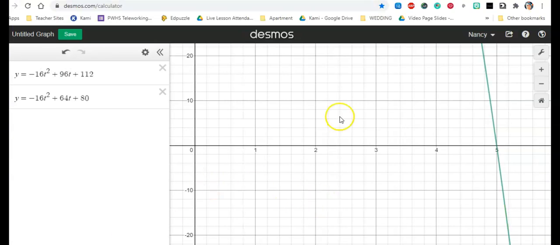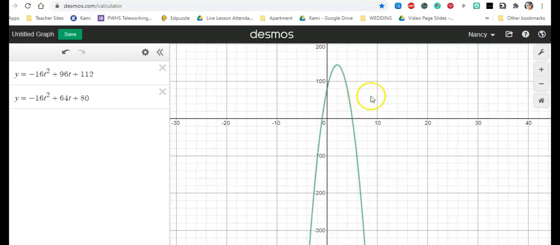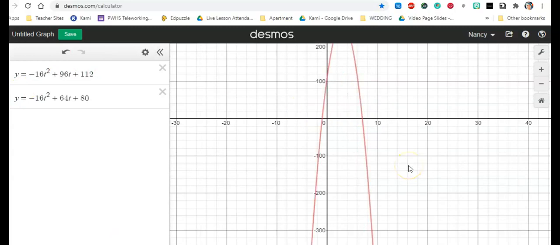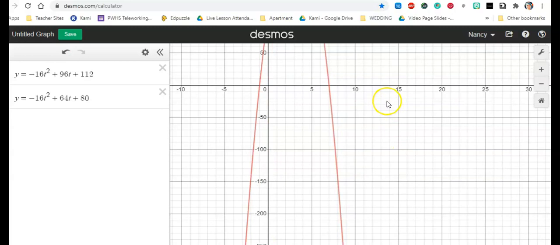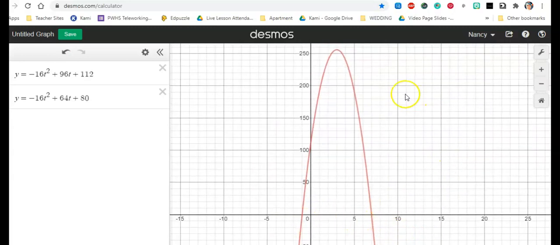How I made that so big. There we go. This is the graph that, let me move this down. There's ground level right there. So I only would need this part of this graph.